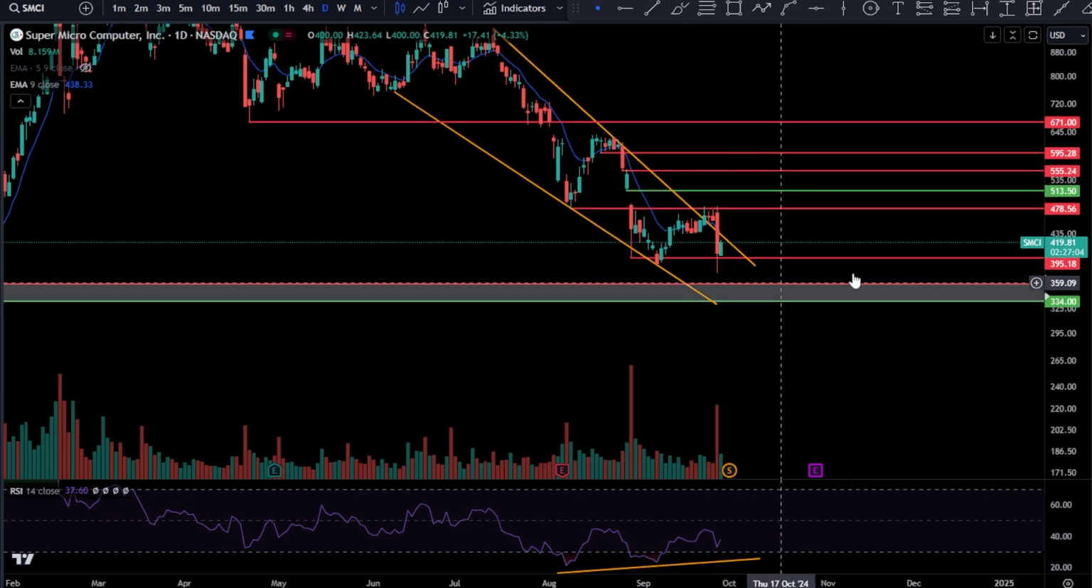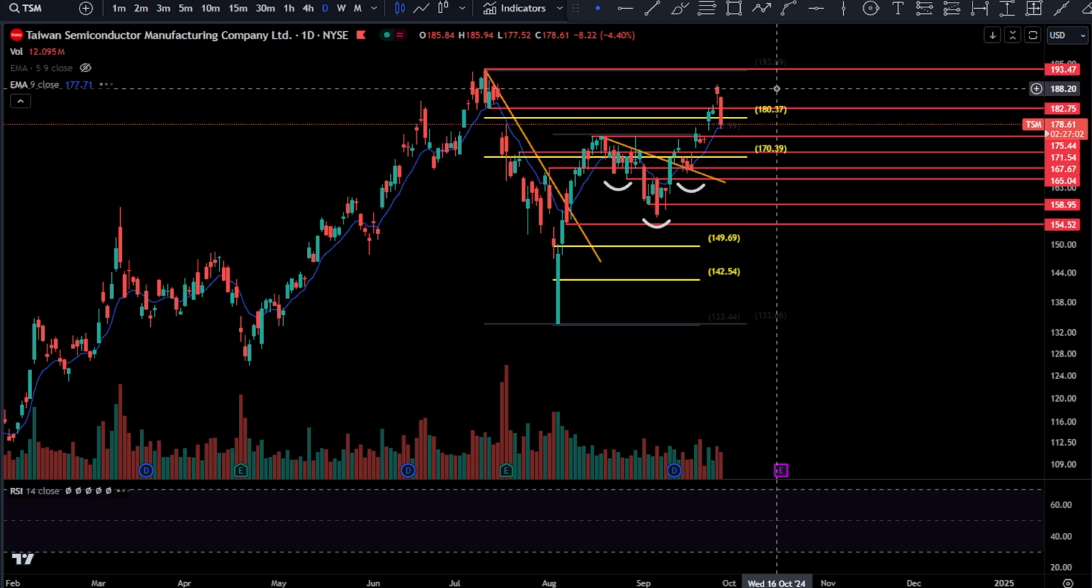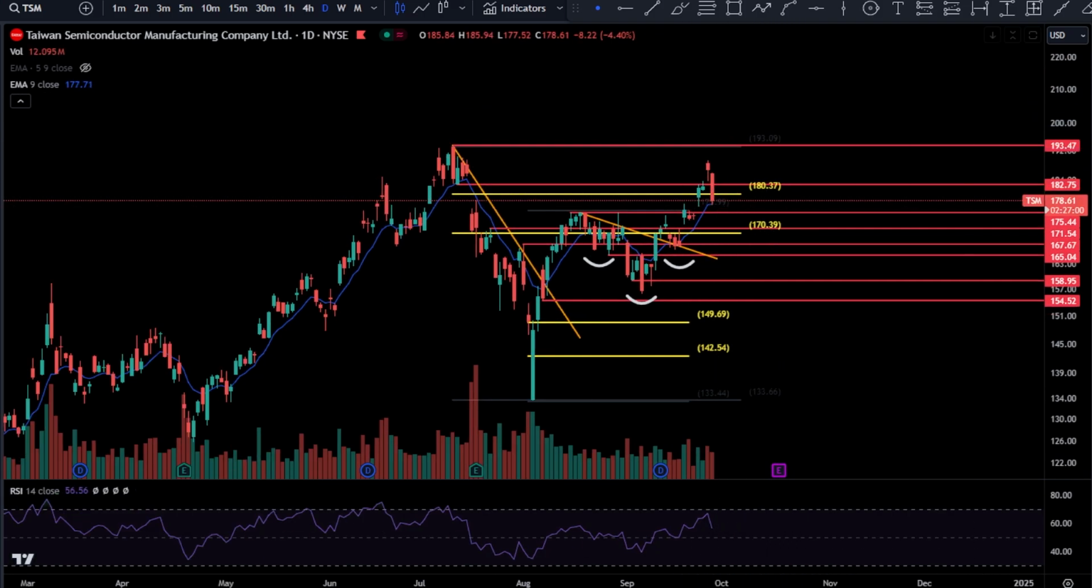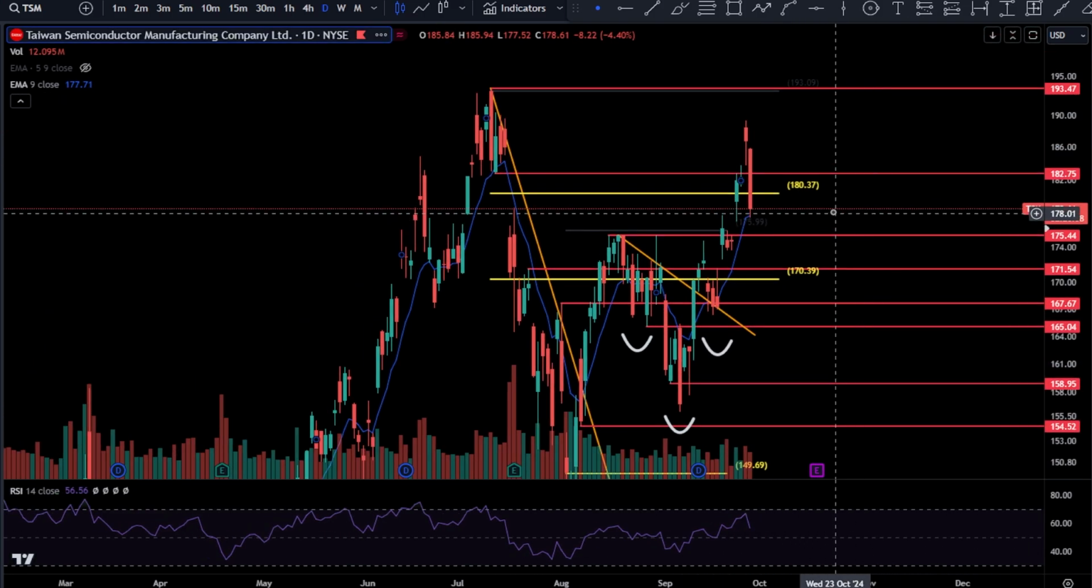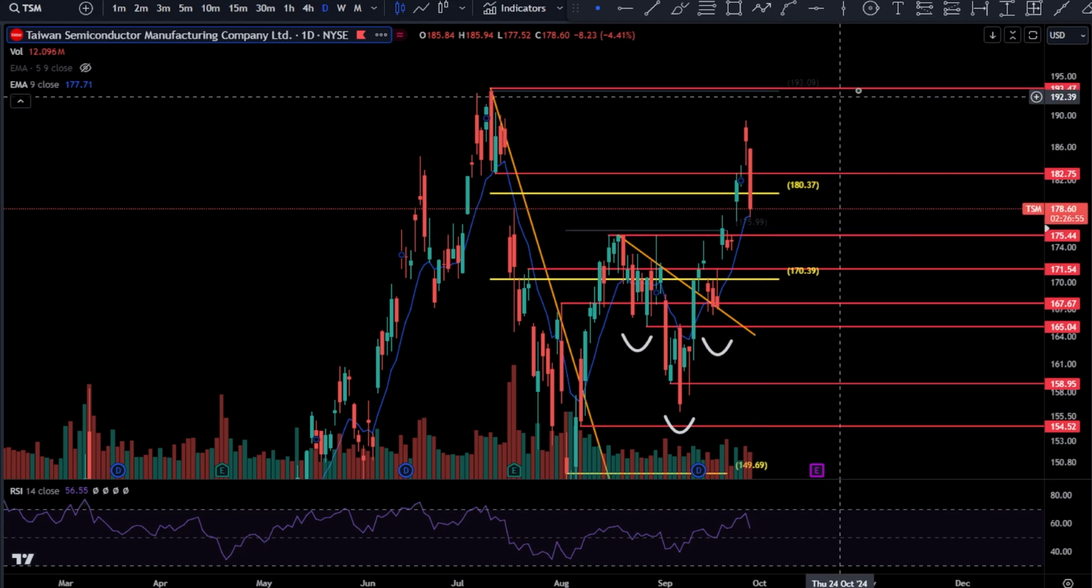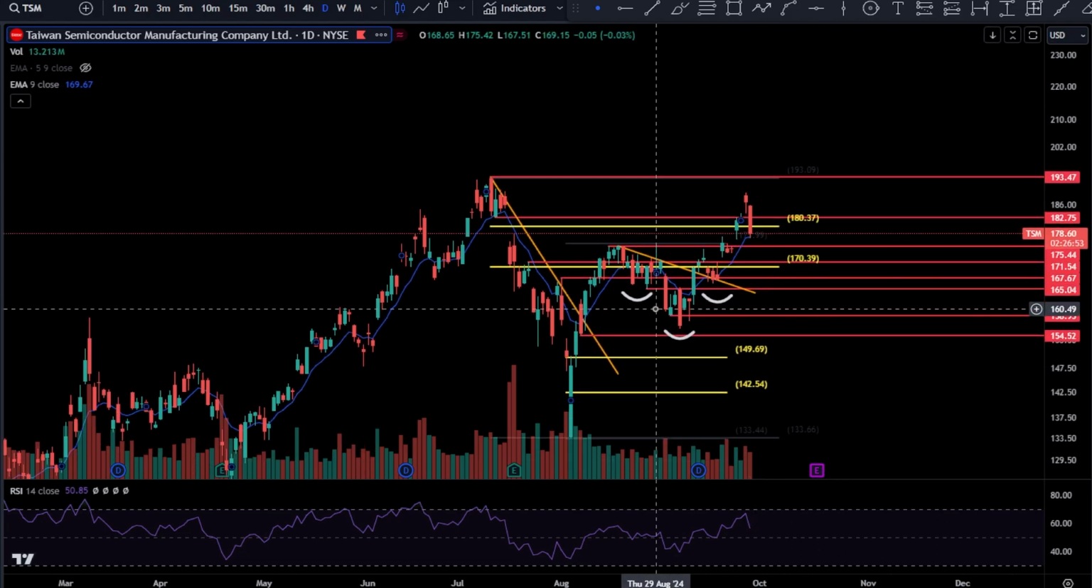I would like down here, 357. TSM, I'll keep hammering the table. Pull back into 175.44. I like that as an entry for the move up to 193.47. I think it's coming. That's your inverse head and shoulder.